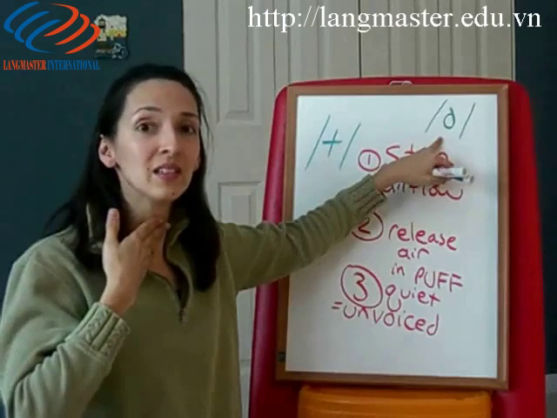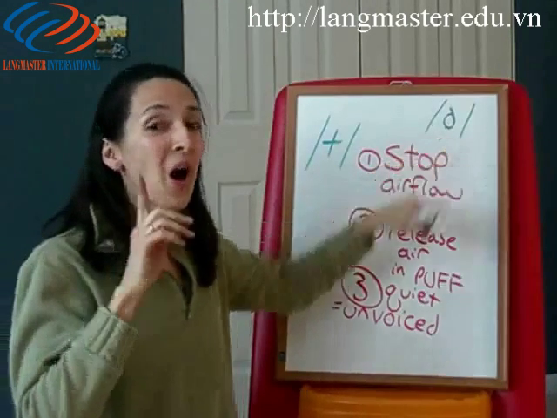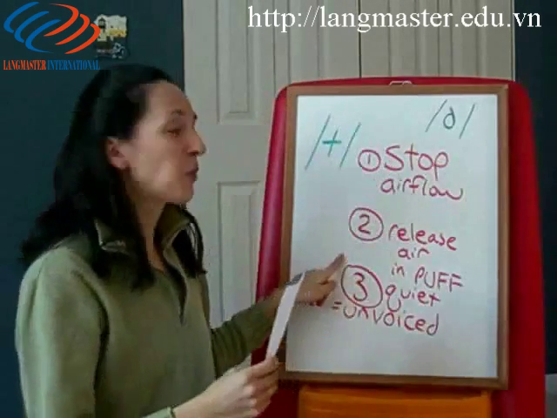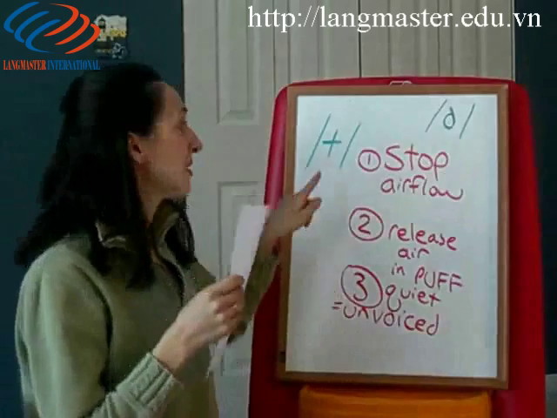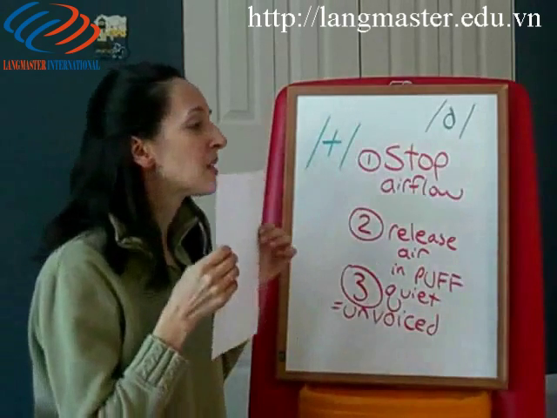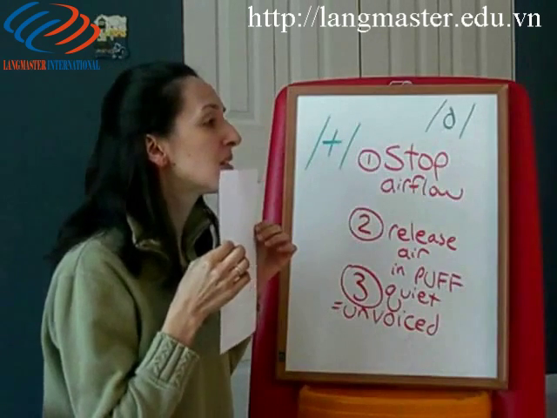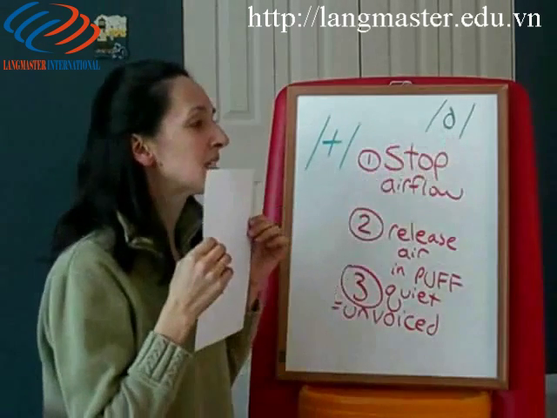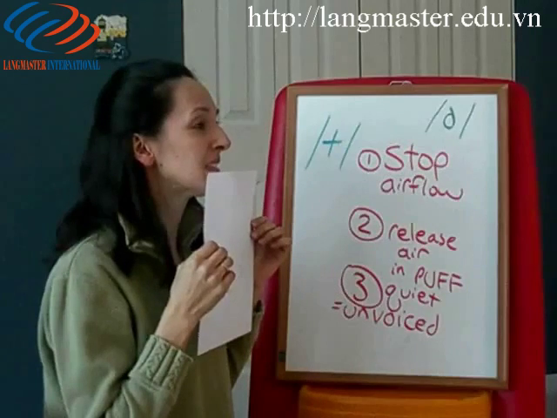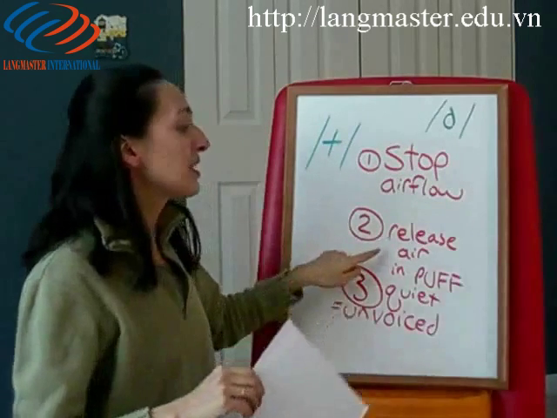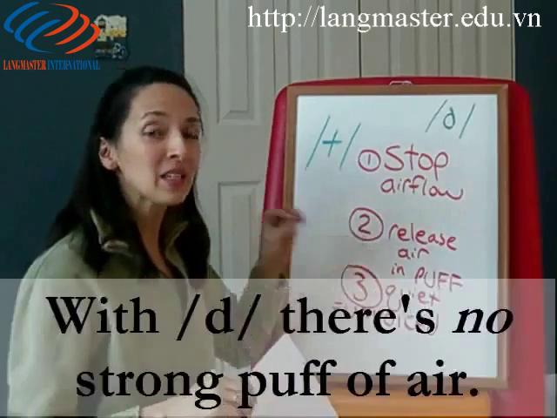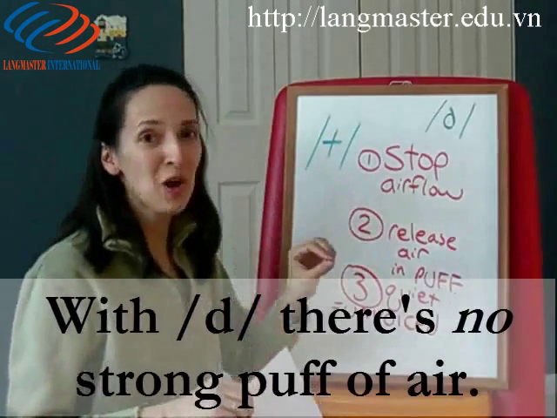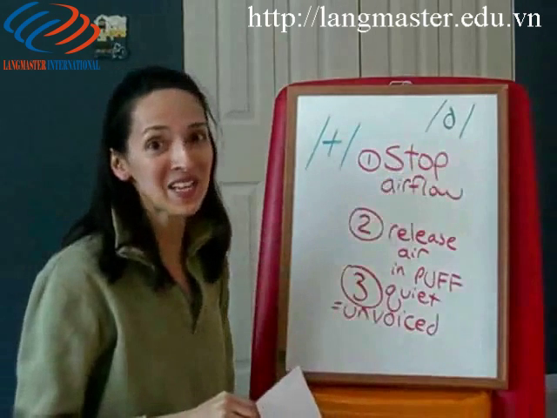D, d, d. Also, take that piece of paper again and watch the difference. Now, here's the T. T, t, t. Here's the D. D, d, d. There is more air released. There's a puff, a strong puff with the T. That strong puff is not present with the D.